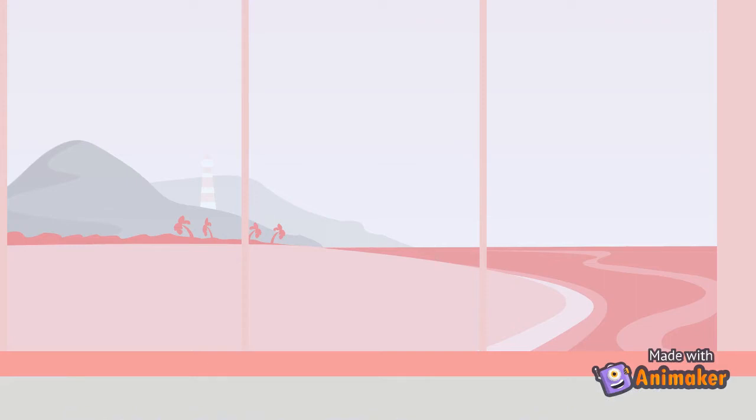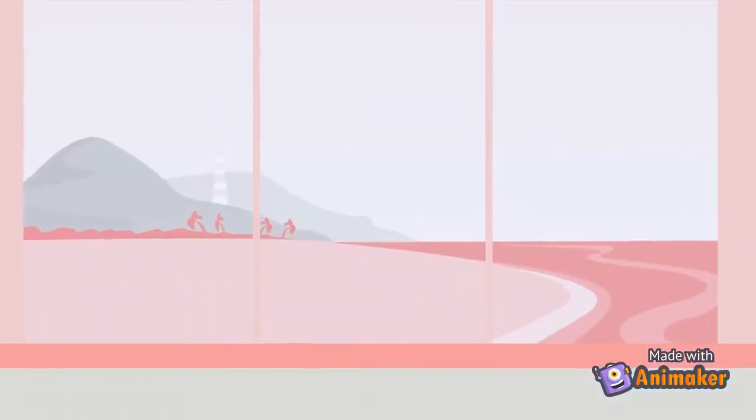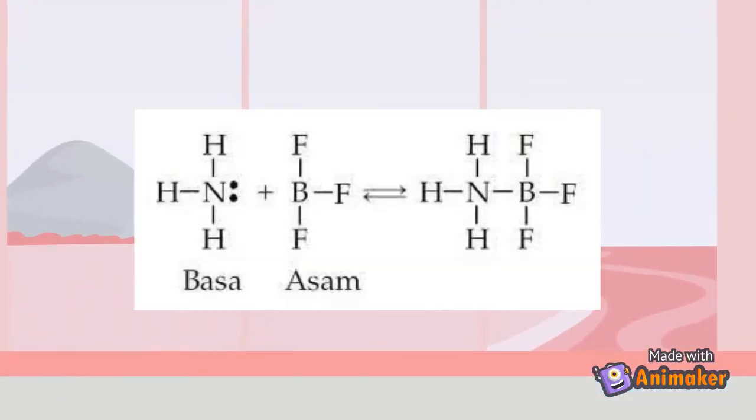Here is the example of acid and base. According to the Lewis theory, the reaction between boron trifluoride and ammonia is an acid and base reaction. In this case, boron trifluoride acts as acid and ammonia acts as a base. This is because ammonia donates its electron pair to boron trifluoride. So boron trifluoride acts like an acid because it accepts the electron pair from ammonia.